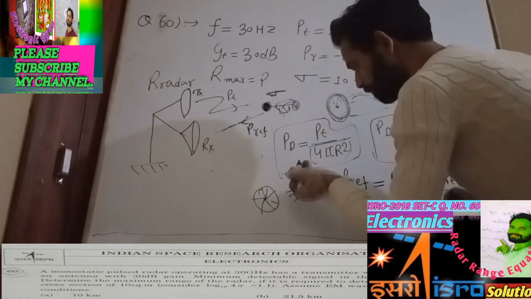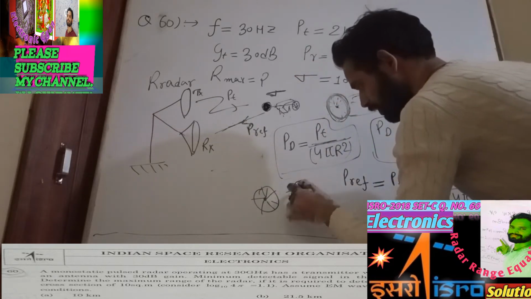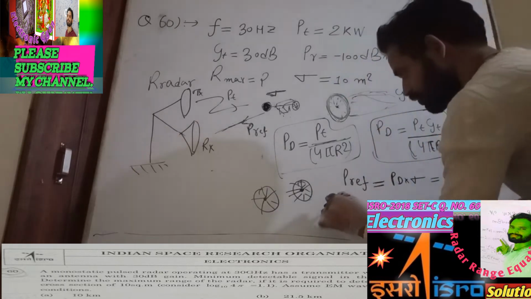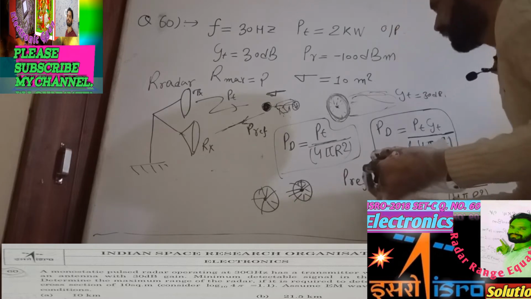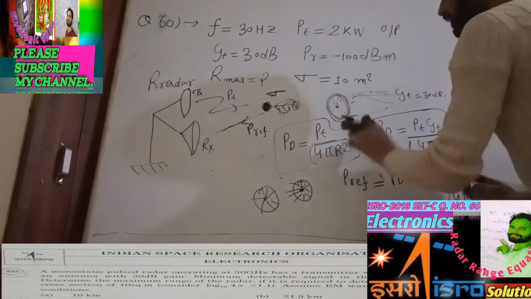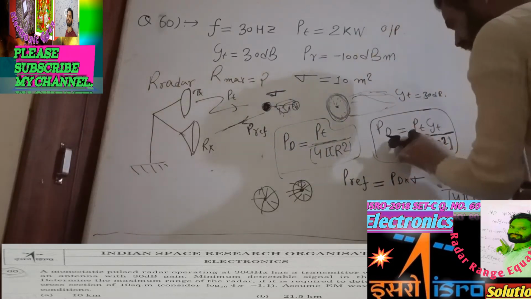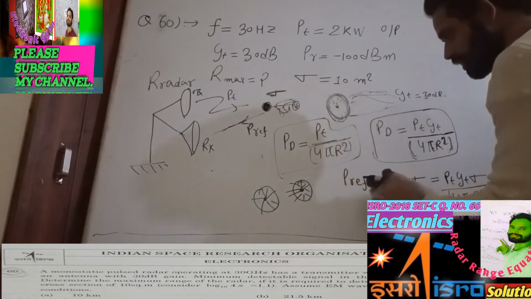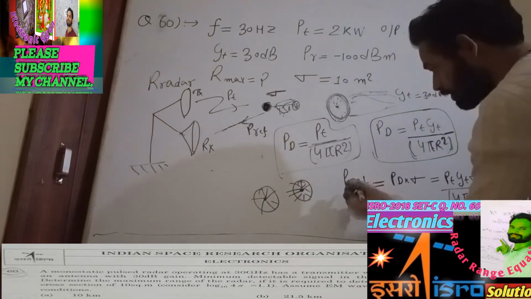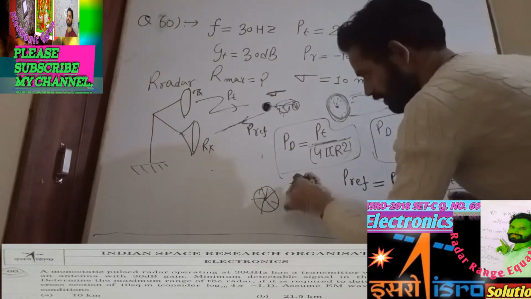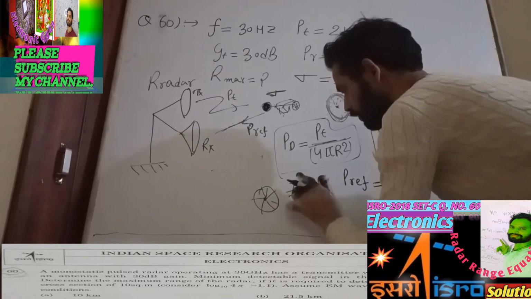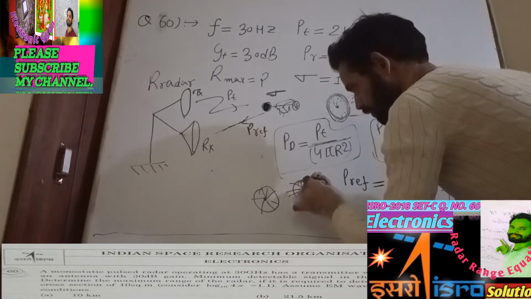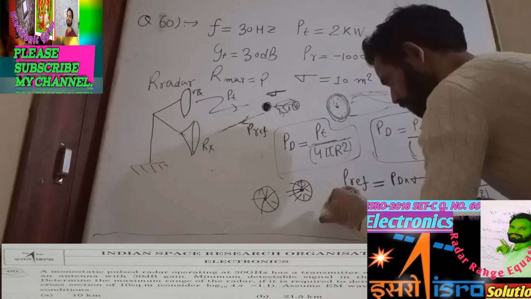Why are we taking this? Because, like the transmitting power density, we want to calculate the reflected power density, and this reflected power density is also spread over the surface area, meaning per unit area.